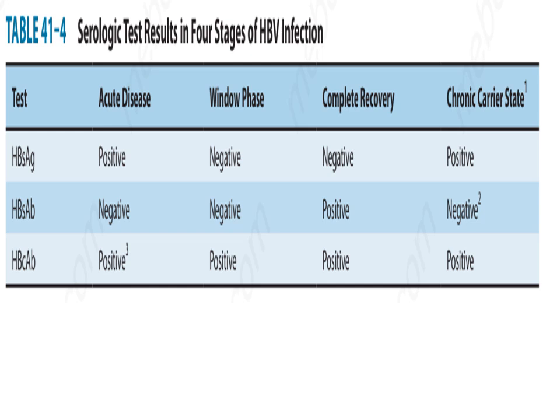Then the complete recovery. In this case, the HBs antigen will be absent, HBc antibody will be positive, and the HBs antibody will be positive. Now we should clarify that the HBc antibody is present in the acute as well as in the complete recovery. But as I told you, there are 2 forms of the HBc antibody.